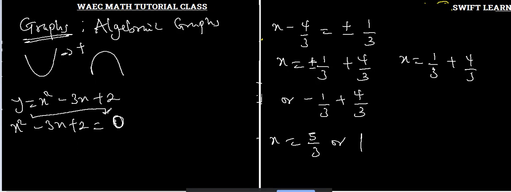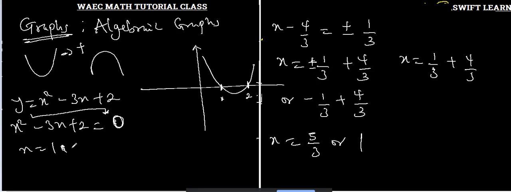So how can you know your answer when y is 0? In a graph like this, when y is 0, my answer falls between what? 1 and 2. I hope you know that the answer for x squared minus 3x plus 2 is x equals 1 and 2. This is x and this is y. At this point, y is 0. When y is 0, it will be 1 and 2.